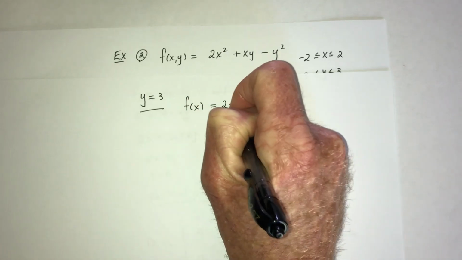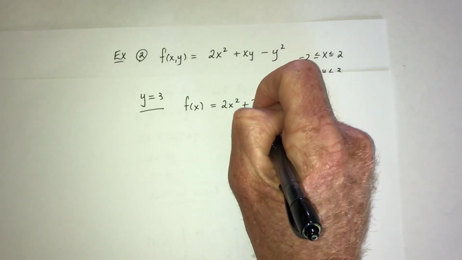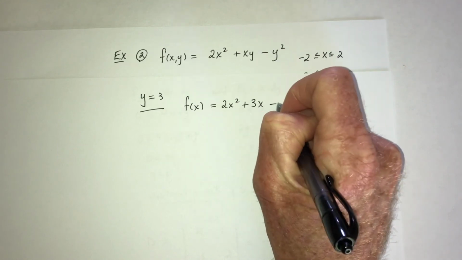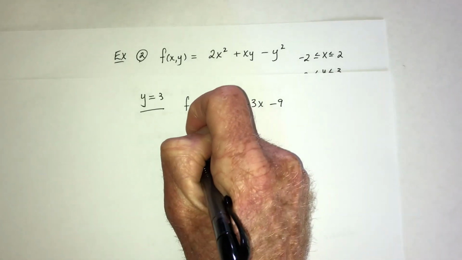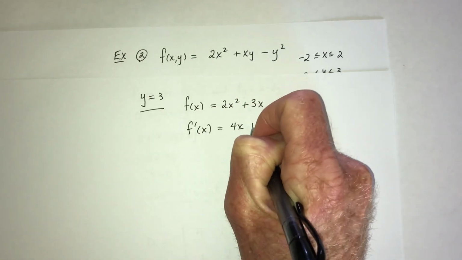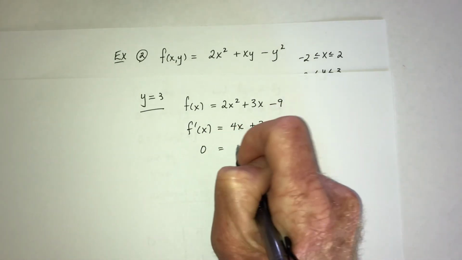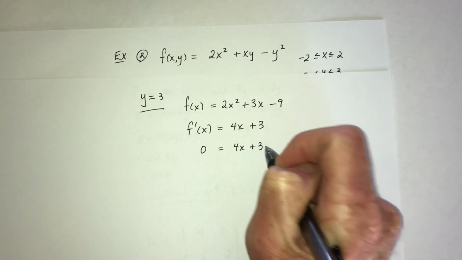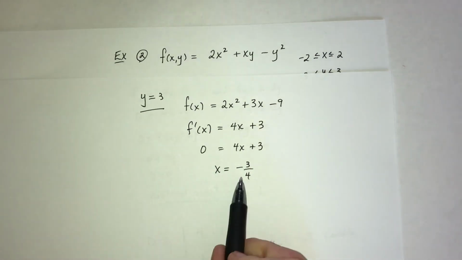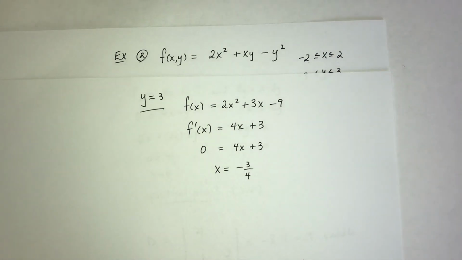So it's going to be 2x squared plus, this is going to be 3 times x, and this is going to be 9, so it's minus 9. And then to find minimums and maximums, take the derivative, which is going to be 4x plus 3. Set that equal to 0 and solve for x. So x is going to be negative 3/4. And negative 3/4 is within this range, so it is a possibility.